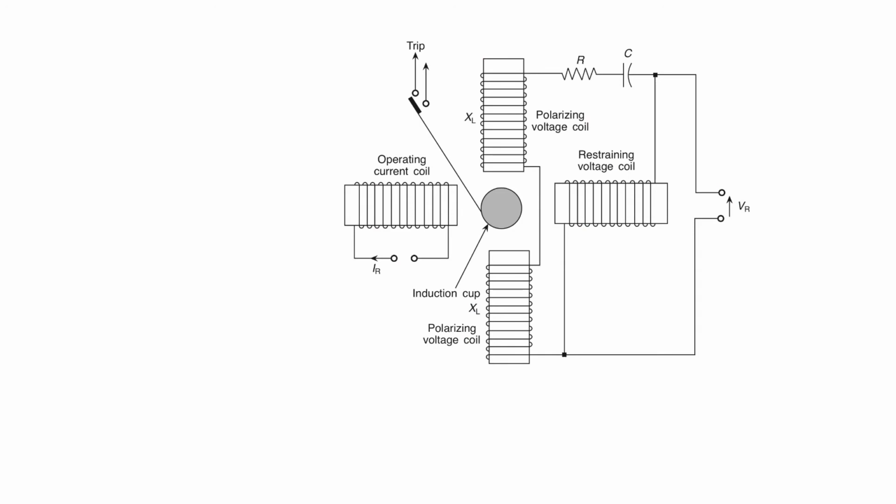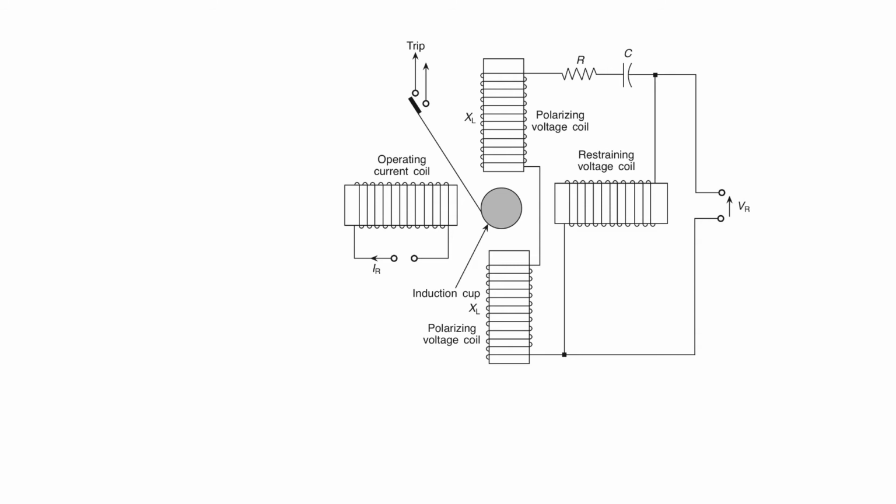Now, the implementation using the induction cup structure. This is how we have to implement it, and in this case it shows the 4-pole induction cup structure. We have the 4 poles in that. The flux due to the operating voltage coil interacts with the induced current due to the current coil to produce the operating torque, which is proportional to VI cos of theta minus tau.